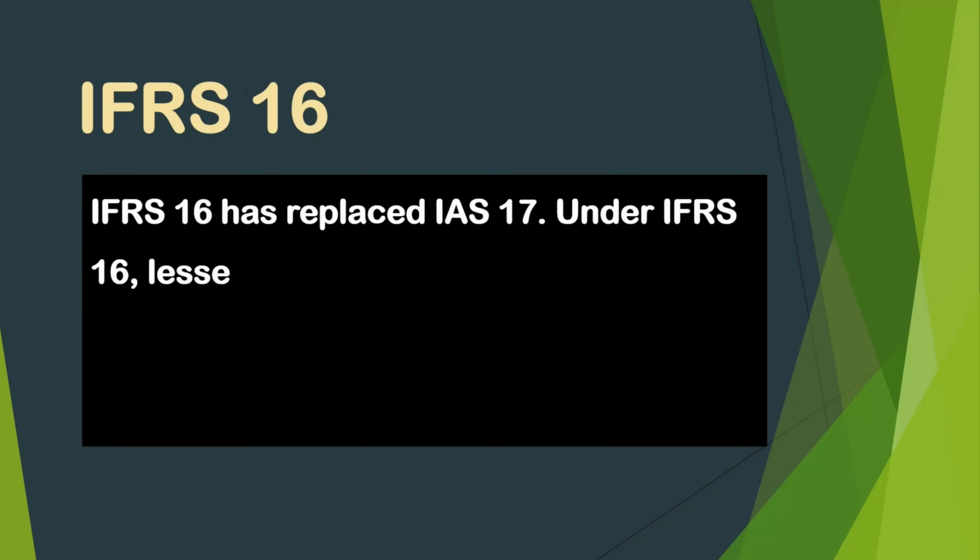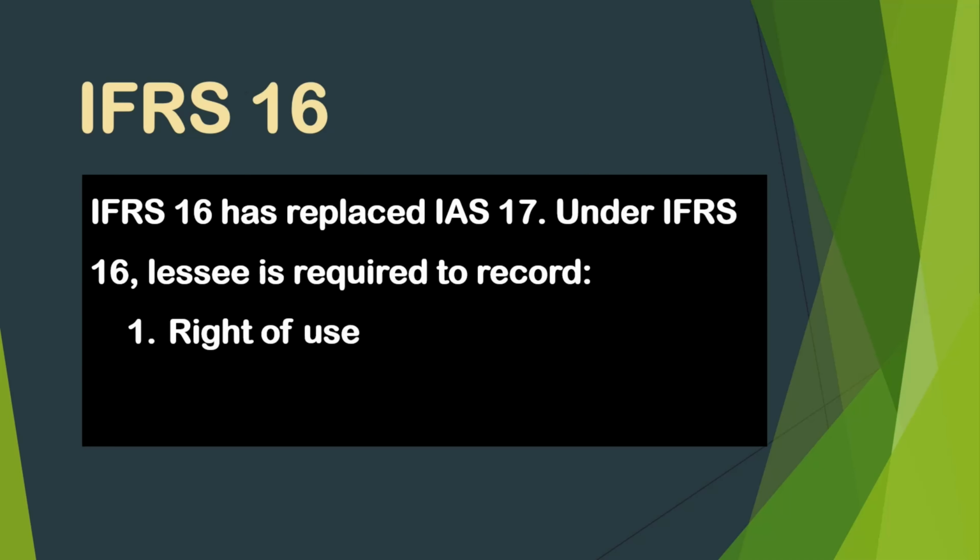Now we will see what treatment IFRS 16 provides us to record lease contracts in the books of accounts. IFRS 16 has replaced International Accounting Standard 17. Under IFRS 16, the lessee is now required to record the right of use asset and the lease liability against that asset. It means the asset you have acquired through the lease contract, you will now record in your books of accounts as an asset.